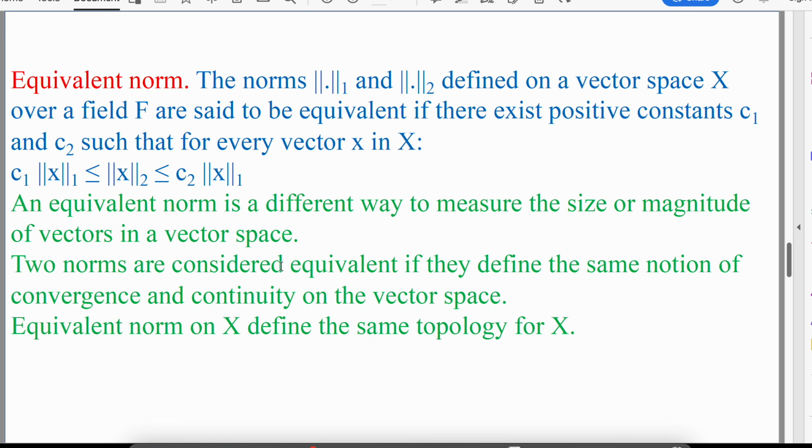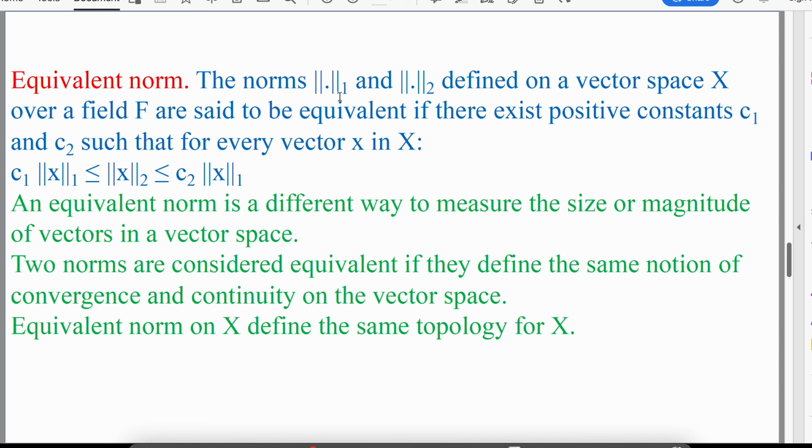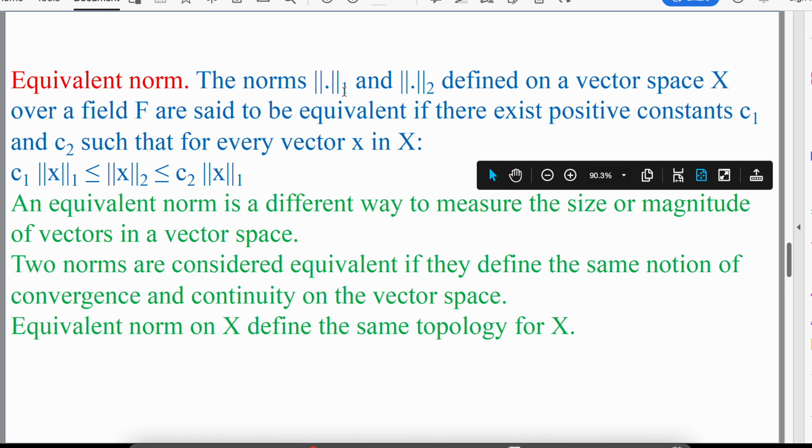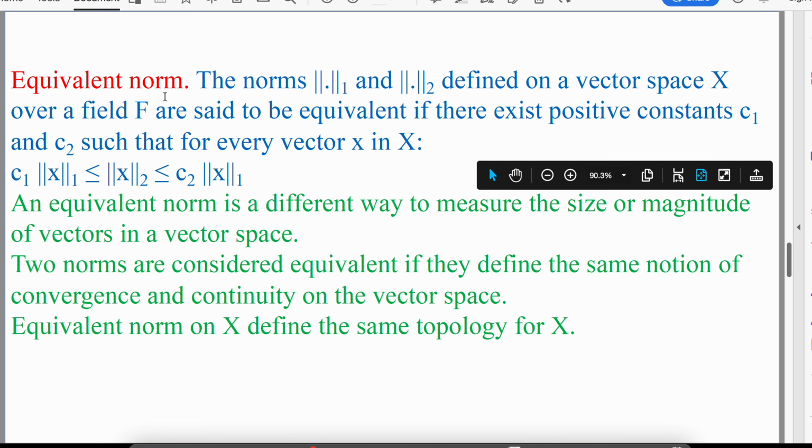Now the equivalent norms. We can define different norms on any space. The subscripts 1 and 2 are written to distinguish one norm from another. So the norms norm 1 and norm 2 defined on a vector space X over a field F are said to be equivalent if there exist positive constants C1 and C2 such that for every vector x in X, C1 times norm x 1 is less than or equal to norm x 2, which is less than or equal to C2 times norm x 1.